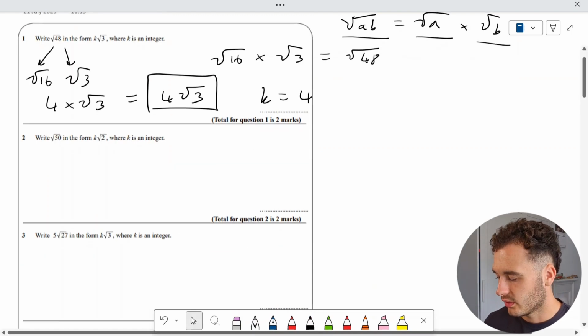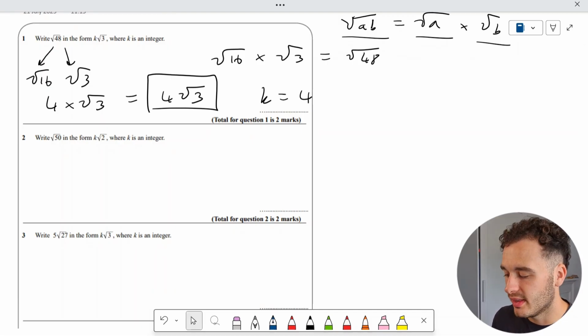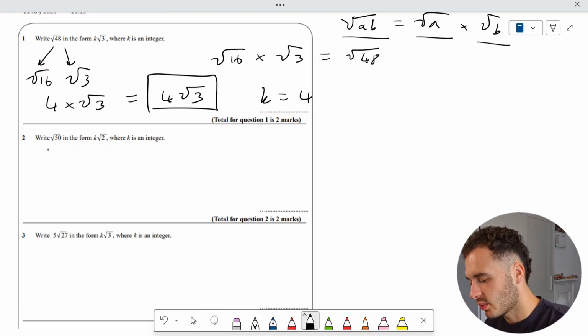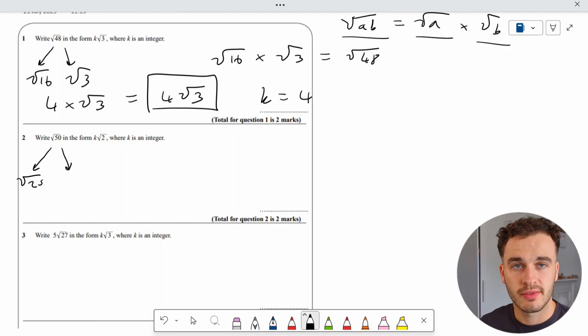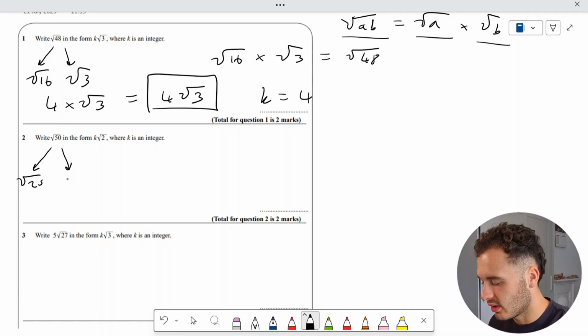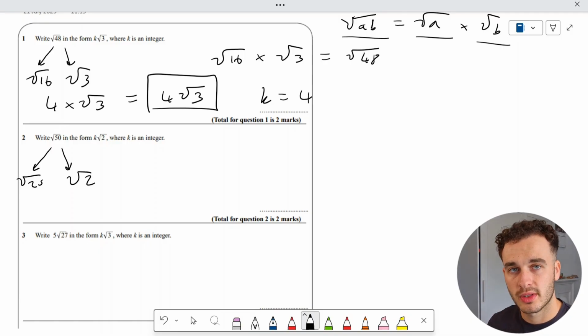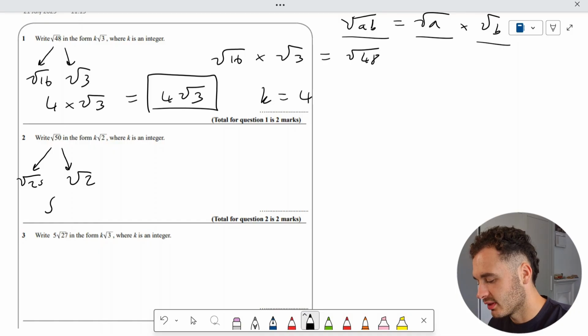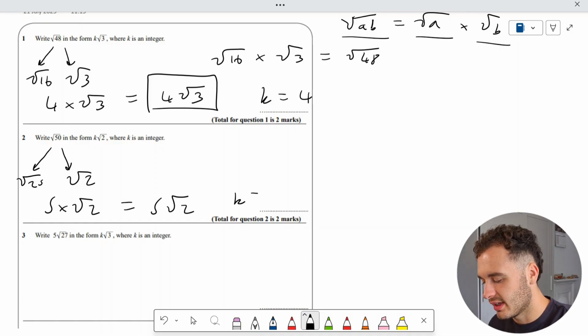So let's look at root 50 and making this k root 2, where you're looking for square numbers within this number. So what is a square number within 50? Well, root 25. And what times by 25 equals 50? Well, it's 2. So we've got root 25 and root 2. What is the square root of 25? Well, it's 5. So we've got 5 times root 2, which is 5 root 2, where k equals 5. So that's your answer to that one.